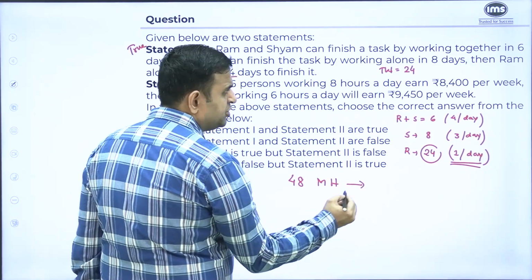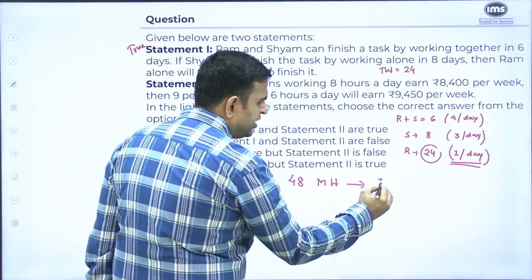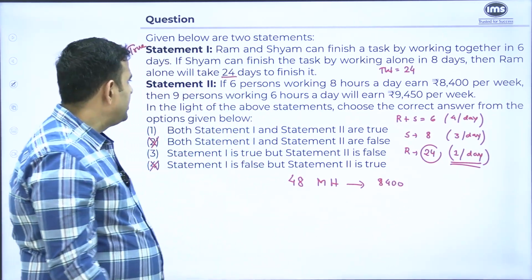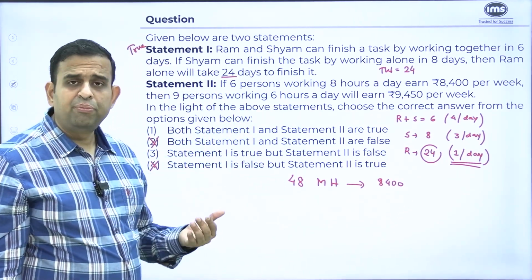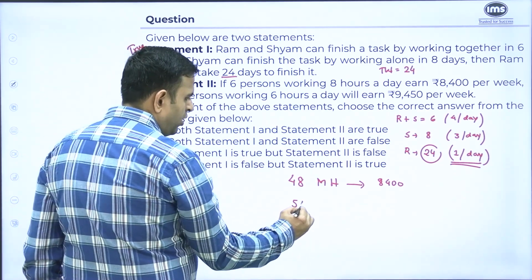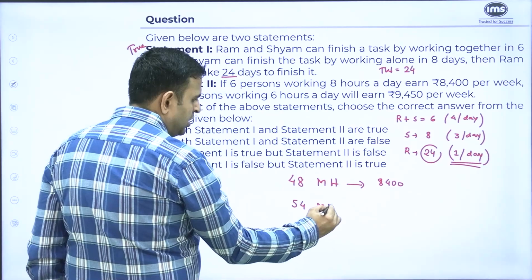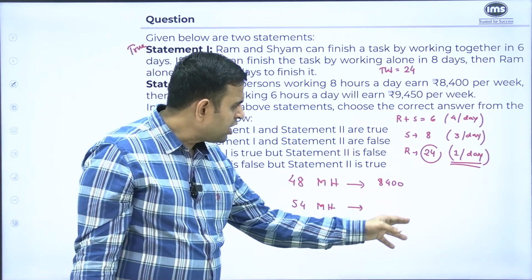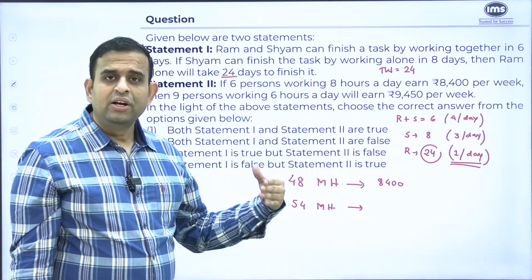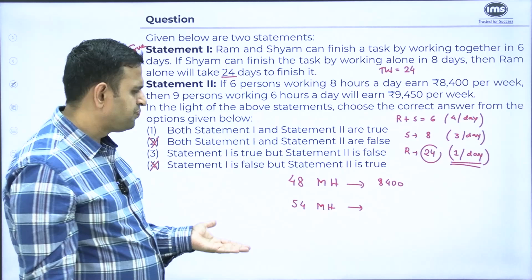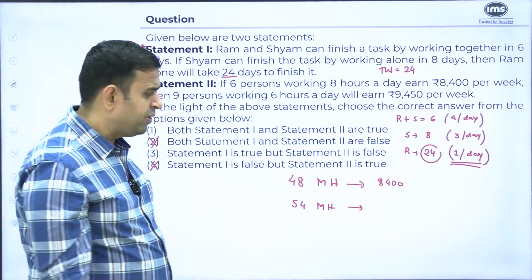In that particular case, your weekly earned amount is 8400. And now we have, let's say, 9 persons, 6 hours, that simply means 54 man hours. So for 54 man hours, how much is going to be the amount? We can find it out. And if this part comes out to be 9450, I can say statement number 2 is true. Otherwise, statement number 2 is false. So we can simply use cross multiplication.